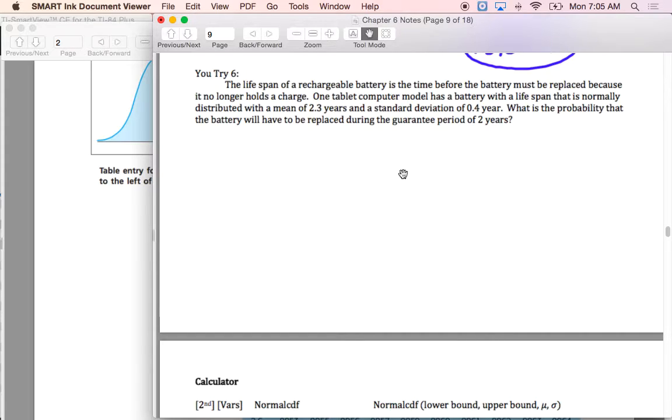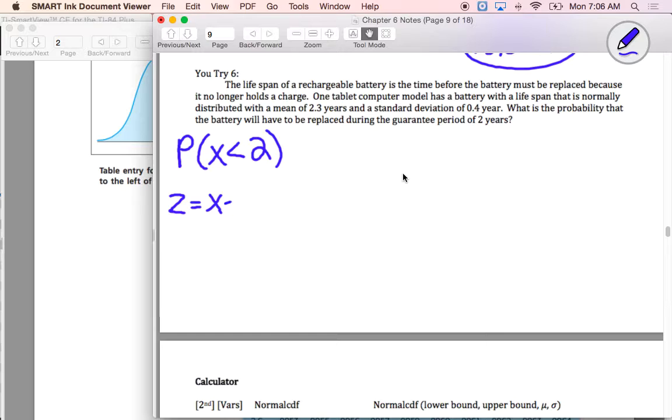Okay, so for number 6 we have the lifespan of a rechargeable battery is the time before the battery must be replaced because it no longer holds a charge. One tablet computer model has a battery with a lifespan that is normally distributed with a mean of 2.3 years and a standard deviation of 0.4 years. What is the probability that the battery will have to be replaced during the guarantee period of 2 years? So if it's during that guarantee period, we are saying the probability as x is less than 2 because it's within those 2 years.